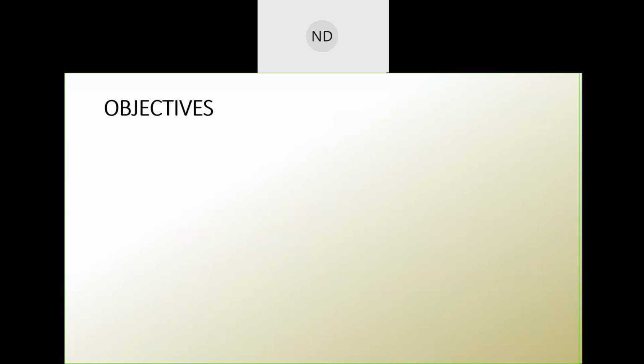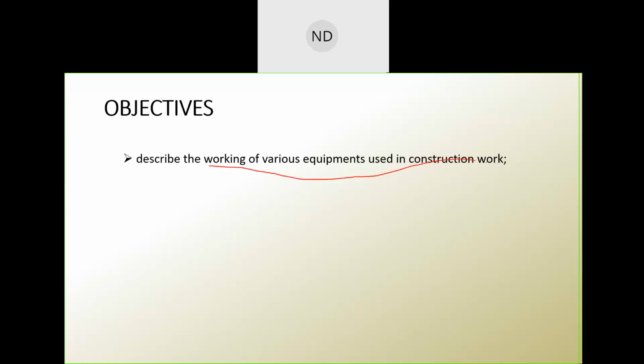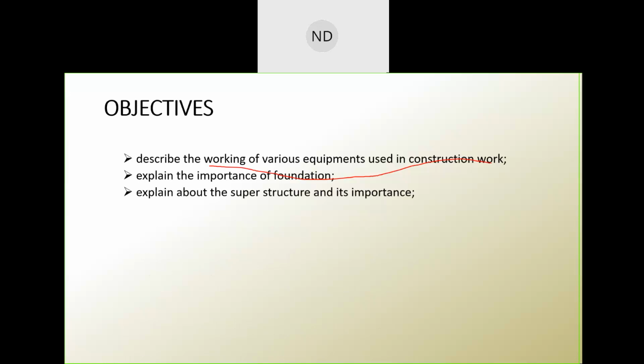Right? Since today is the first class of this subject, we're talking about the introduction part, like why we are doing this. The main objectives of the subject are, first of all, describing the working of various equipment used in construction work. We'll be talking about how we do the works with different equipment in these two, superstructure and substructure. Then we will explain the importance of foundation and the types of foundation. Then the subject will give you an explanation about the superstructure and its importance.